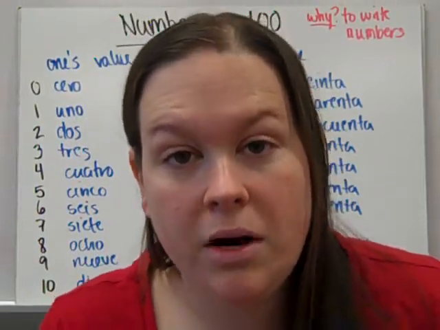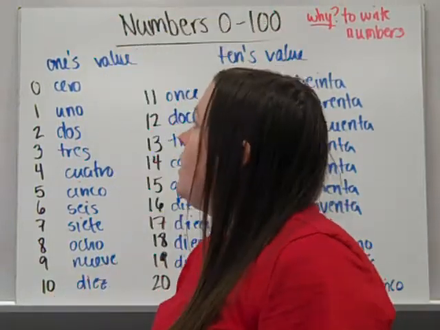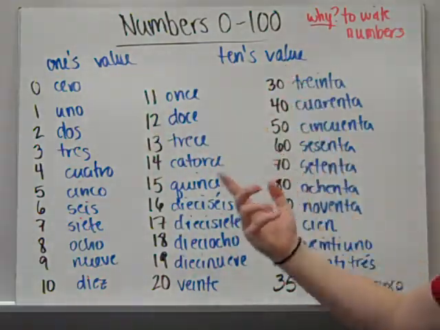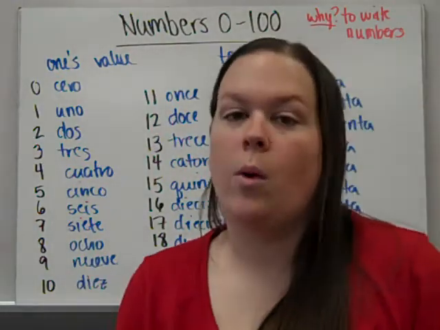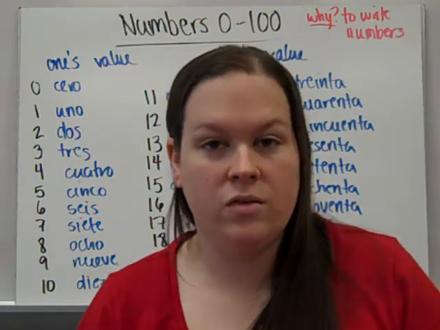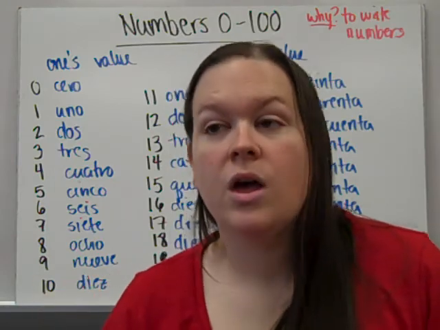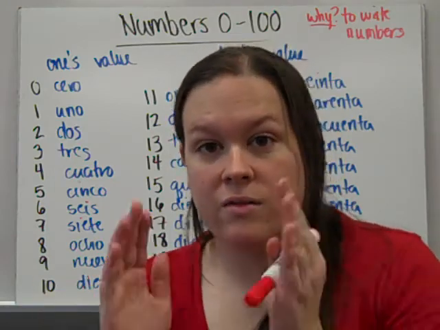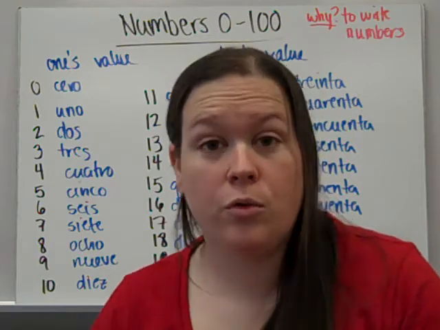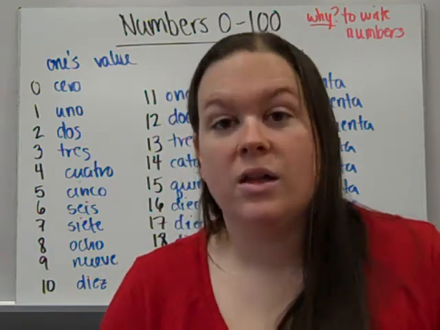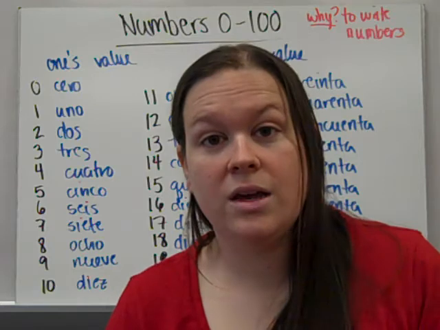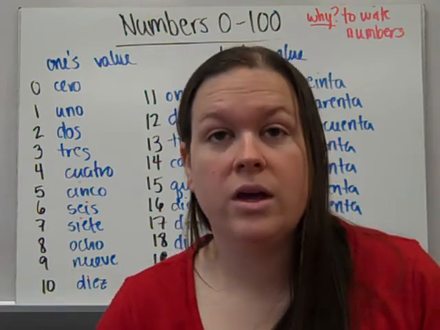Today we're talking about how to write numbers. Now, there's only two terms that you really need to know, ones value and tens value, until we get into the numbers. Ones value is anything in the very first category, so 0 through 9. The tens value is any value in the second category.